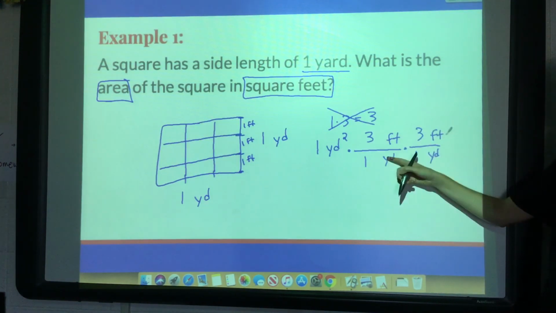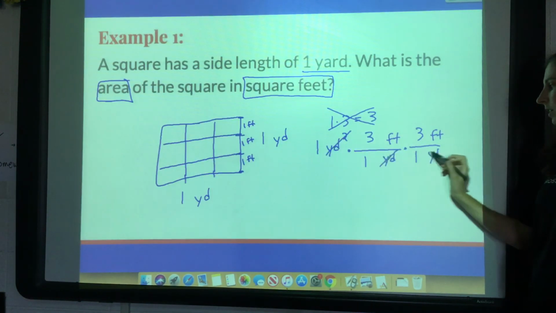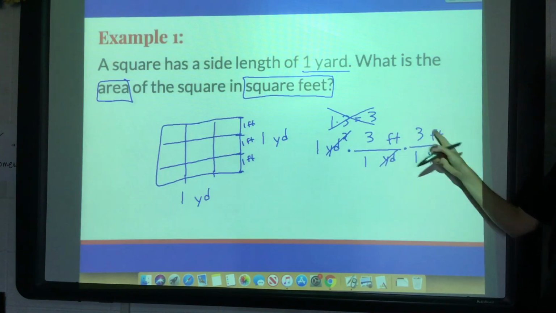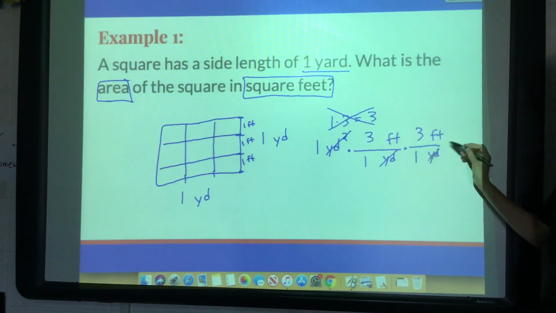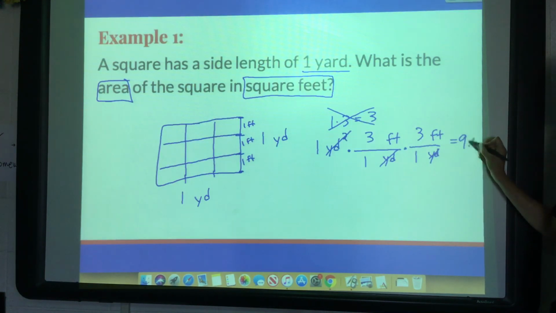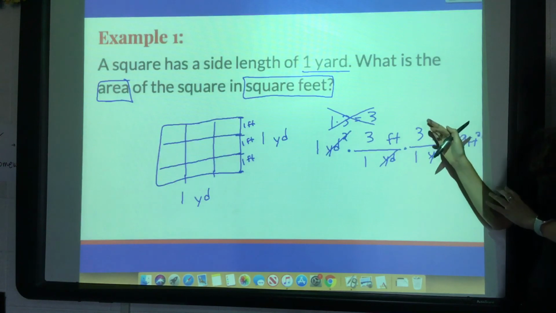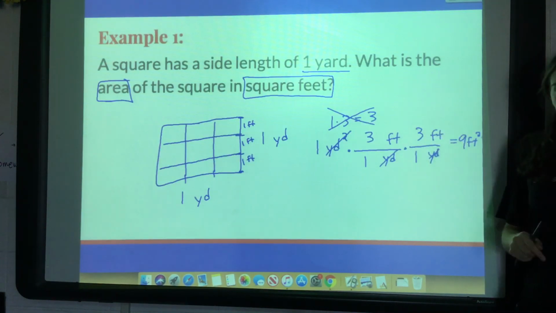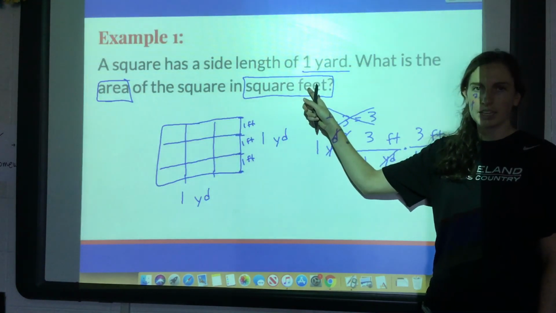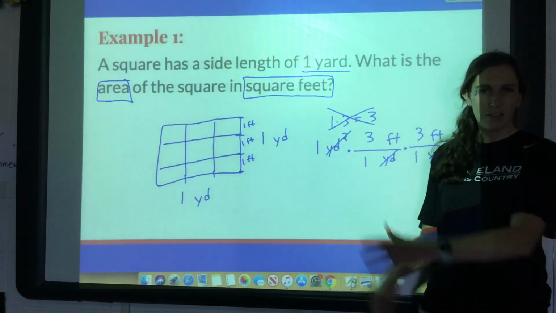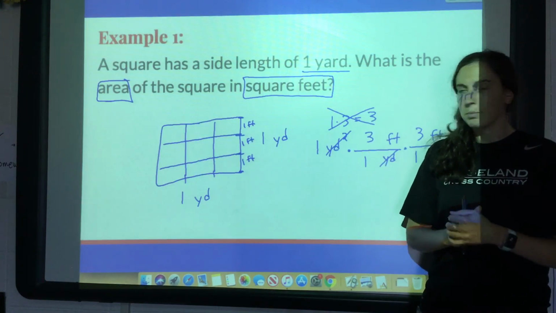Now this is yard squared, and it will cancel out with this yard squared, leaving me in feet squared. This is where the 9 comes from. 3 times 3 is what gives me the 9 feet squared. That was the really complicated way to do it. That's why I suggest you convert these to feet before you even get started, and then you won't have to worry about all that mess. It's kind of interesting, but it's easier to not mess with it.